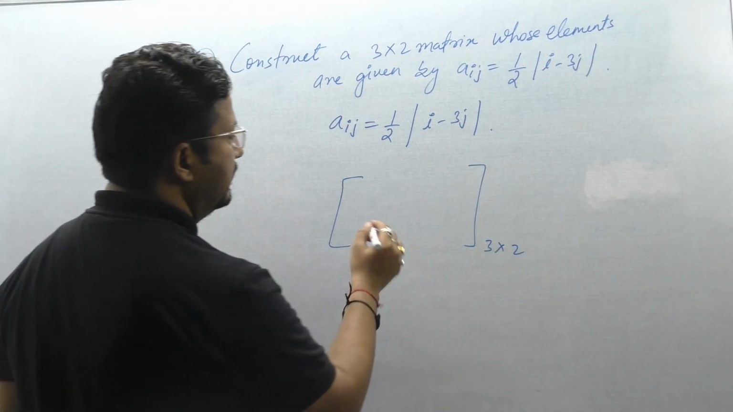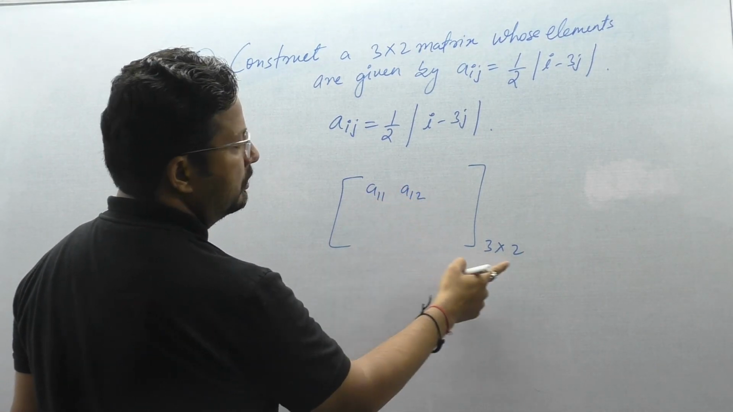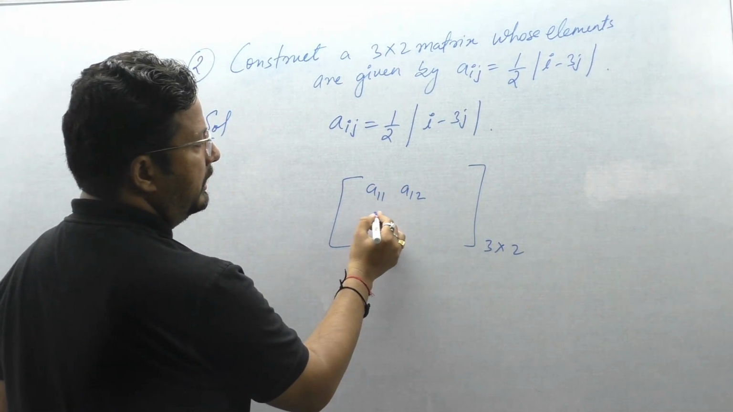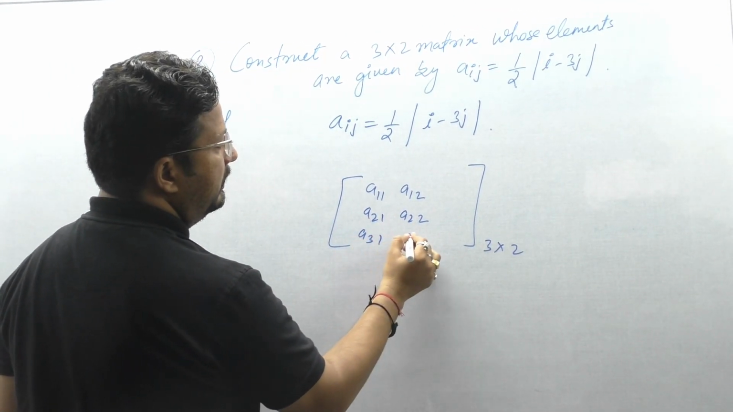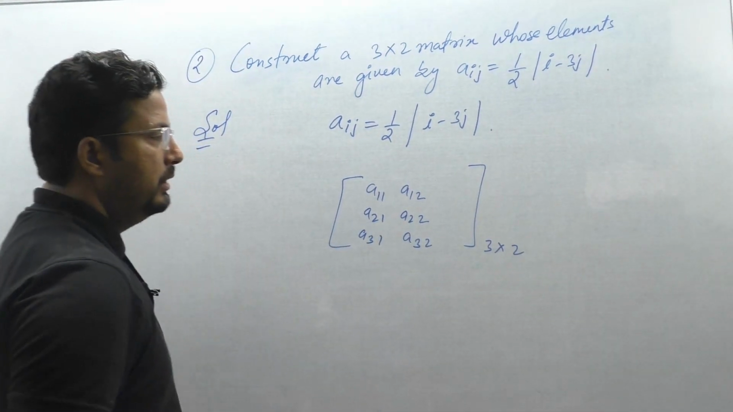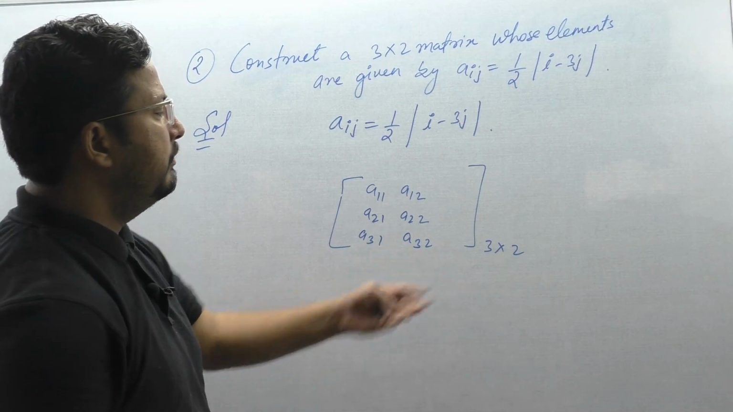It means 3 rows are there and 2 columns. So like 1, 1, 1, 2, because only 2 columns, so 1, 2. Alright, and 3 rows like 2, 1, 2, 2, 3, 1 and 3, 2. So this is 1 row, second row, third row and 2 columns. Now we have to find the member.